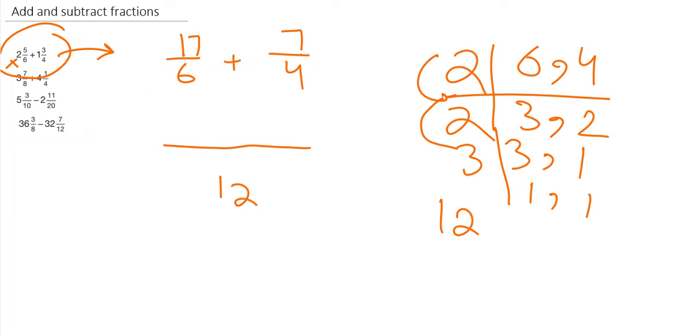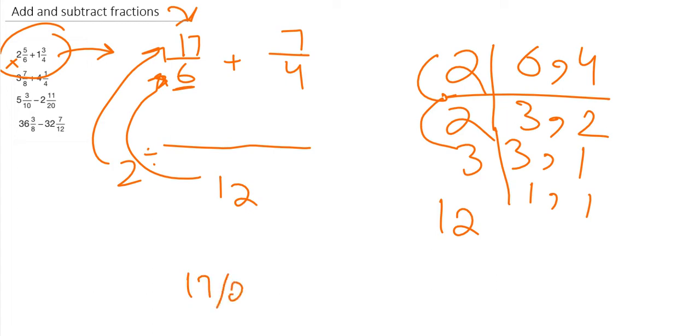So when we get the LCM, we have to divide the LCM by the denominator of the first fraction, and then multiply the answer with the numerator. 12 divided by 6, we get 2, and we have to multiply 17 by 2, and what we get? 34. All right.